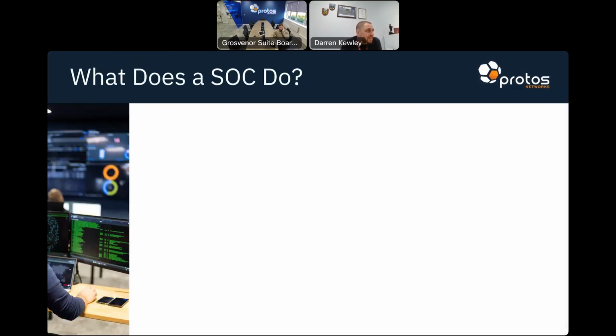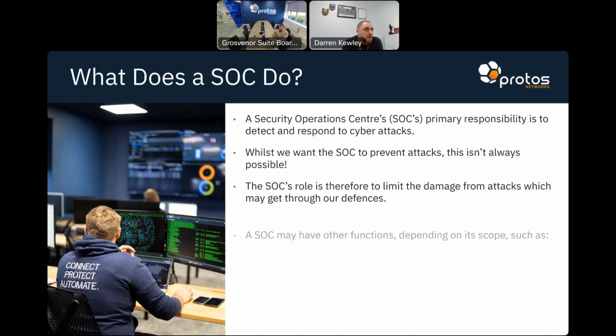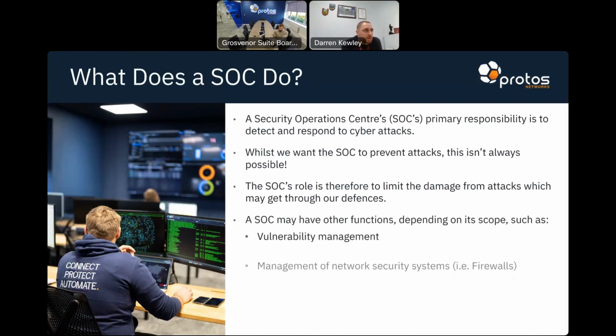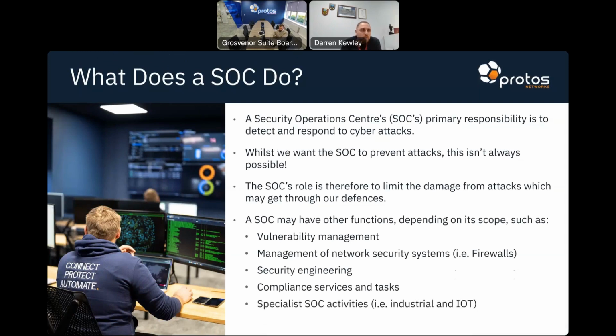So we'll dive straight in with what a SOC does. A SOC, a Security Operations Center, has a primary role to detect and respond to cyber attacks. Whilst we want the SOC to prevent all attacks, it can't. Realistically, cyber defenders have to be lucky 100% of the time. The attackers only have to be lucky once.